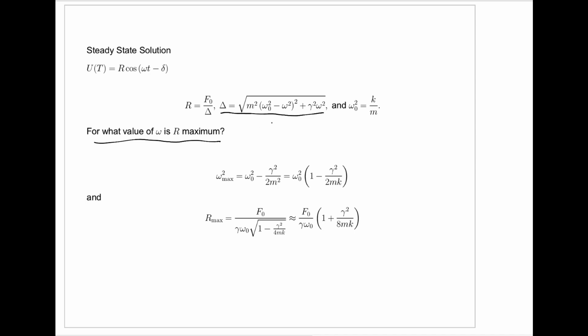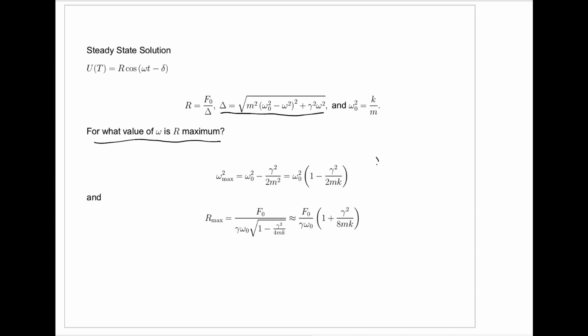And how do you minimize delta? That's a very simple Calc 1 problem. And it involves here a lot of algebra, because that's a messy formula. But you find that the frequency, omega max squared, the square of this maximum frequency, is exactly omega naught squared minus gamma squared over 2m squared, which, if we factor out the omega naught squared, you can write as omega naught squared times the quantity 1 minus gamma squared over 2mk. This will give you the frequency, omega max, at which R is maximized.